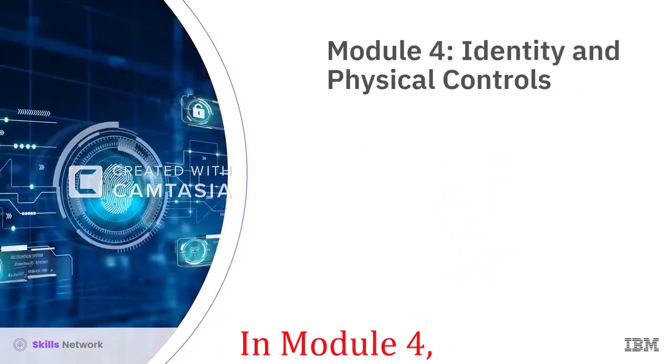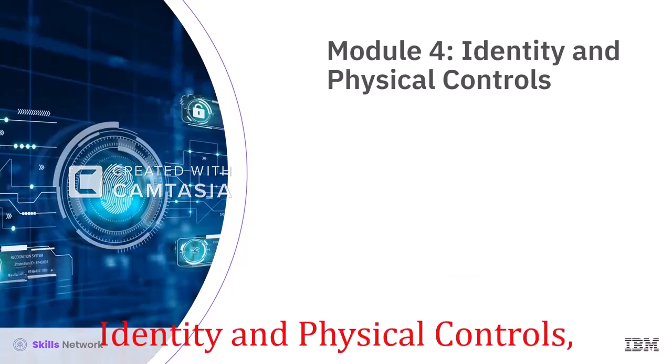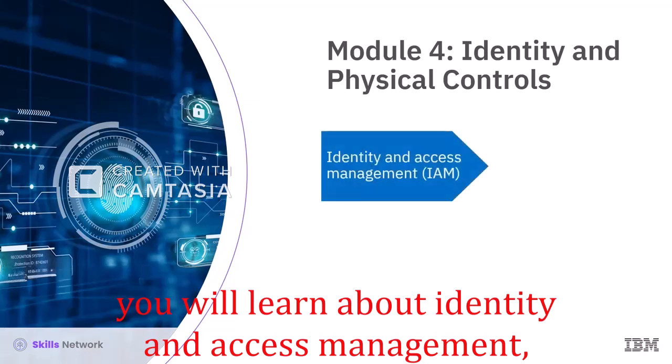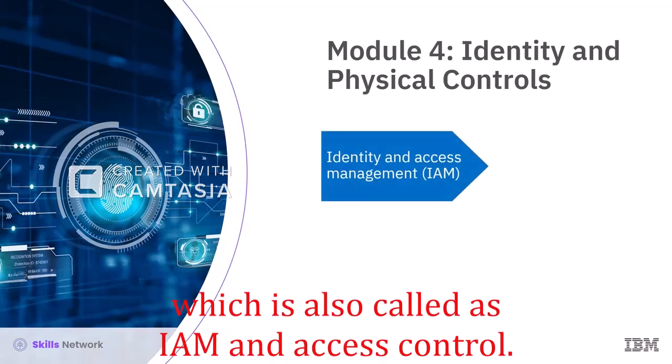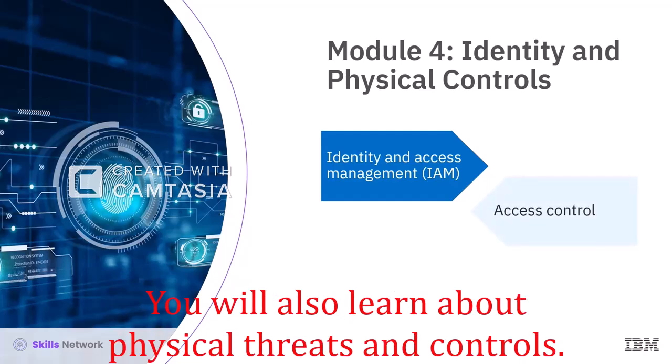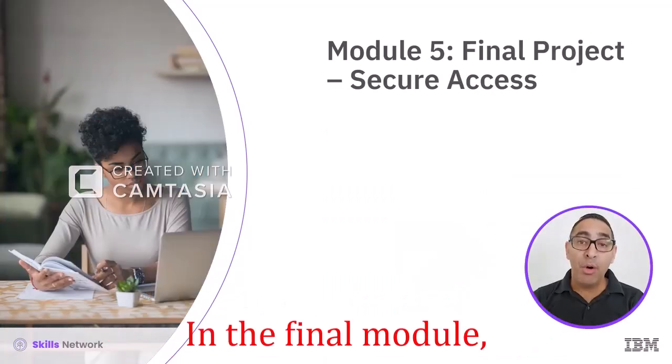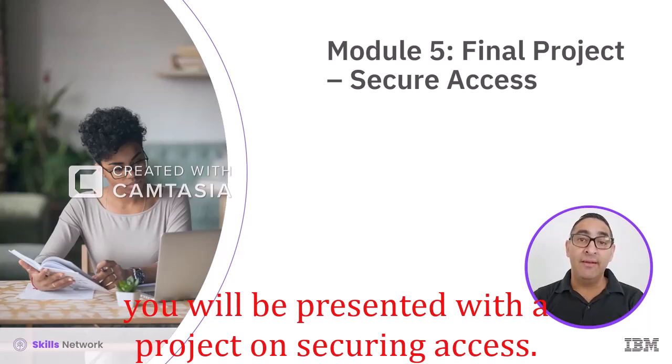In Module 4, Identity and Physical Controls, you will learn about identity and access management, which is also called IAM, and access control. You will also learn about physical threats and controls. In the final module, you will be presented with a project on securing access.